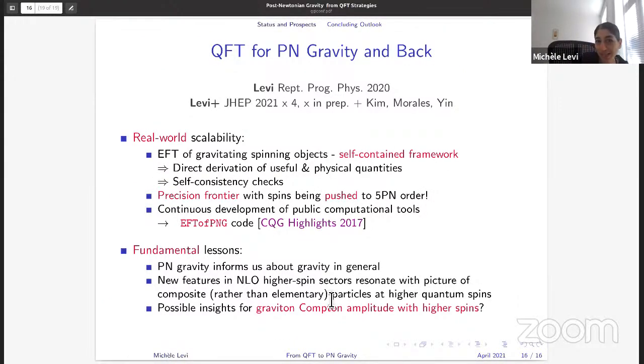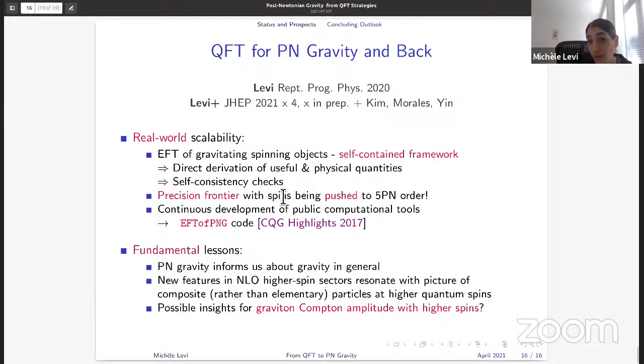I'll conclude by saying that in general, this framework has achieved real-world scalability. It is a self-contained framework. It allows direct derivation of useful and physical quantities. Useful in the sense that they're not necessarily physical, but useful for the construction of gravitational waveforms. And it also allows for the strongest self-consistency check that I'm aware of.